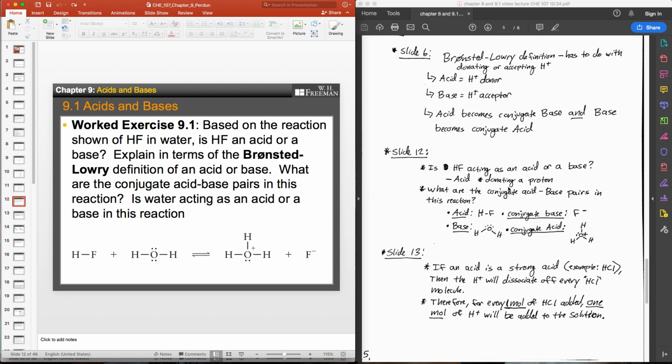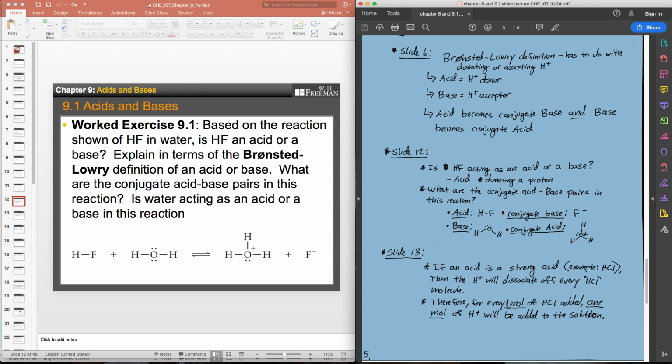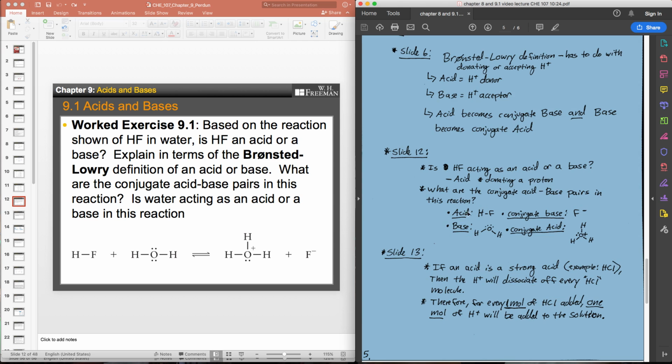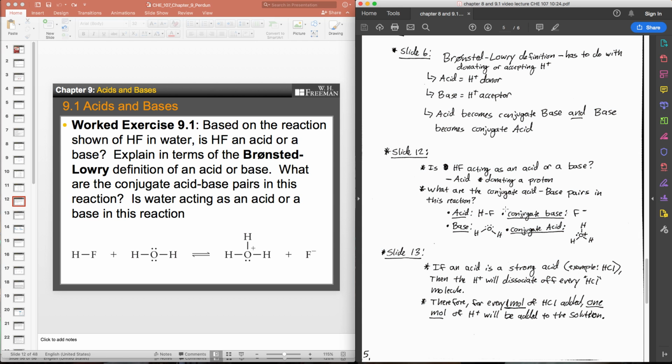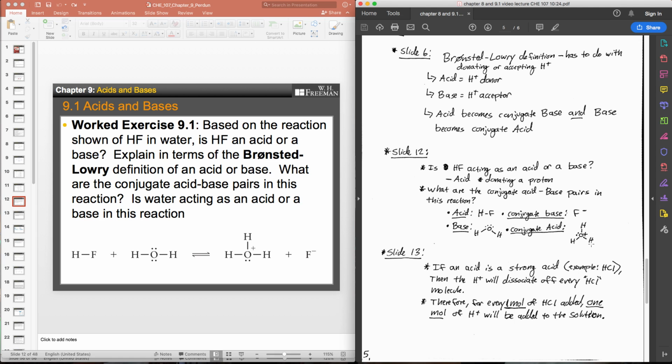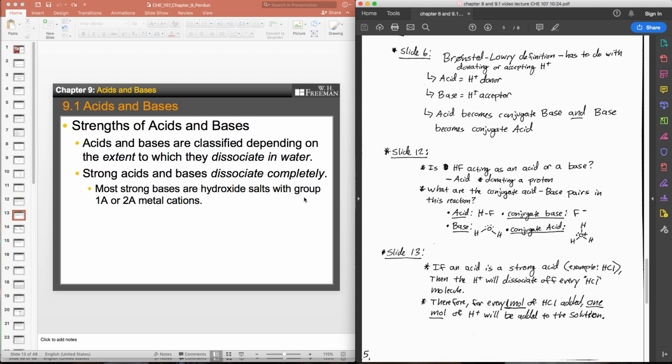So what are the conjugate acid-base pairs in this reaction? The acid is HF, and the conjugate base of HF is just the F minus, so the acid is hydrofluoric acid, and the conjugate base is the fluoride anion. What is the base? It is the water, right? What is the conjugate acid of that base? It is the hydronium cation, right? So pretty simple, pretty straightforward.